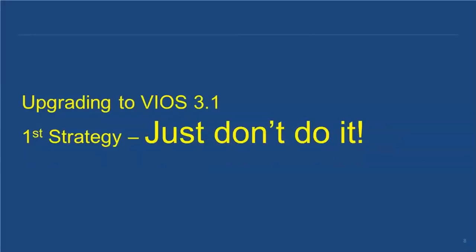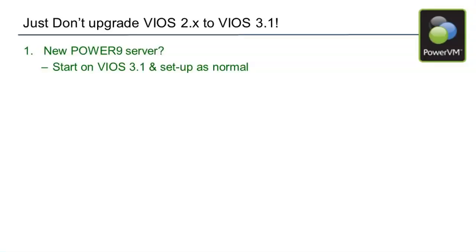So let's now talk about upgrading your VIOS server to 3.1. That's what we're going to cover for the rest of this session. And my first strategy is just don't do it. Don't upgrade your VIOS server 2 to a VIOS server 3. And that maybe sounds like a rather strange thing. Well, there are various techniques to do that, aren't there?